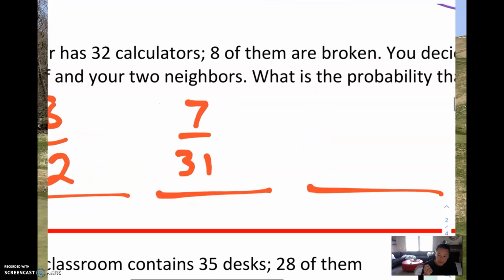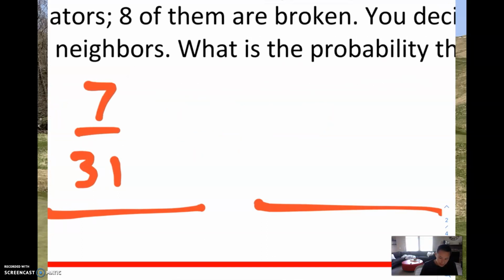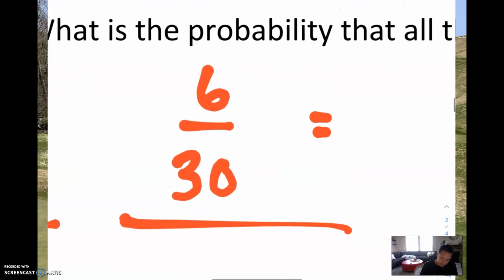Now you take that second broken one. Boy, this is really unlucky. And you take yet another broken one. That's a 6 out of 30 probability. And you can multiply them all together.